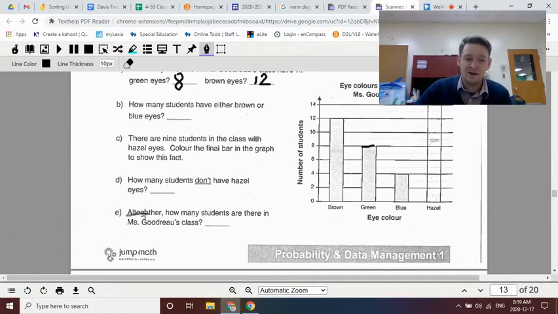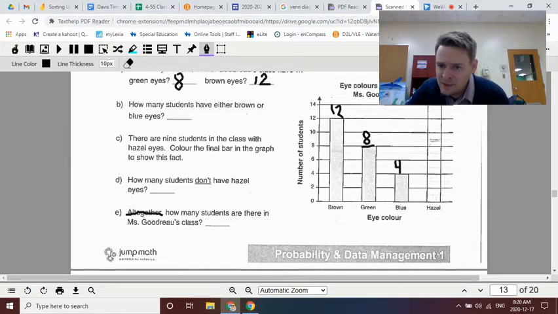Here it says altogether, how many students are there in Ms. Goudreau's class? And to figure that out, you would take a look and see, okay, well, 12 students have brown eyes. We've got 8 students with green eyes. We've got 4 students with blue eyes, hazel eyes. Ooh, I hope you can read that better than I can, because I can't really read that on my printout. It looks like it goes all the way to the top, so I'm just going to pretend it does. So we've got 14 students.